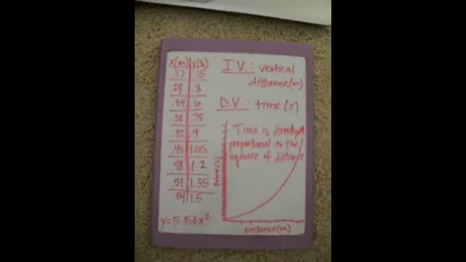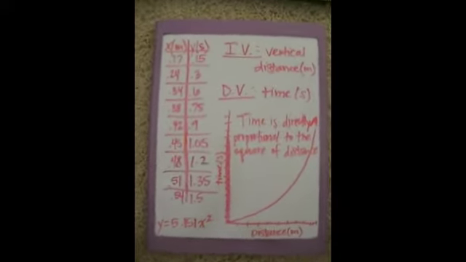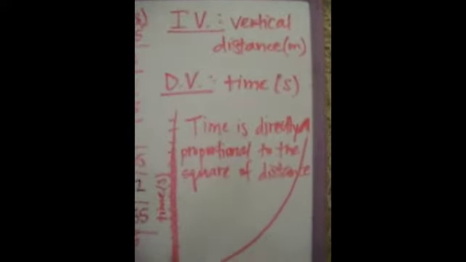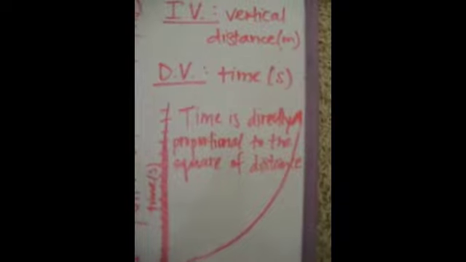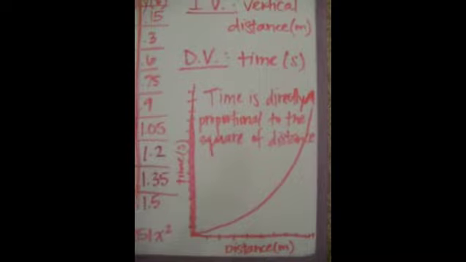Okay, we plugged in our data to a graphing calculator, and we linearized the graph to find our mathematical model. The mathematical model is 5.151 x squared. So that means that time is directly proportional to the square of distance.